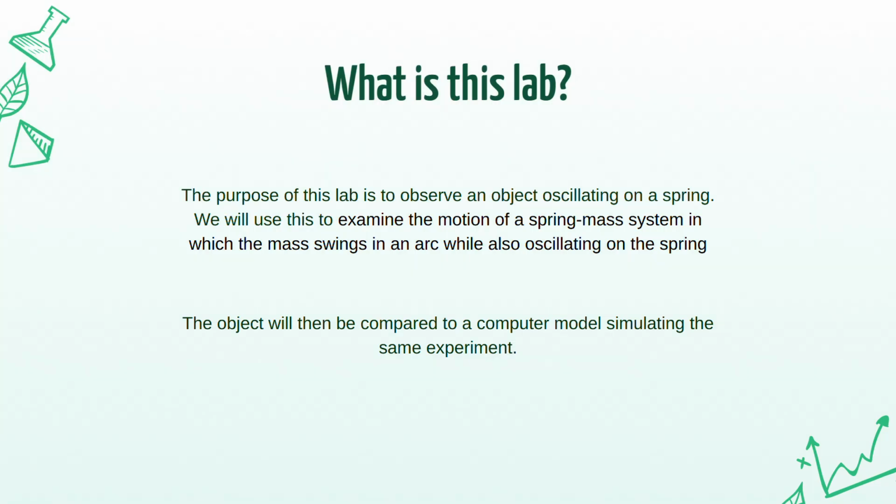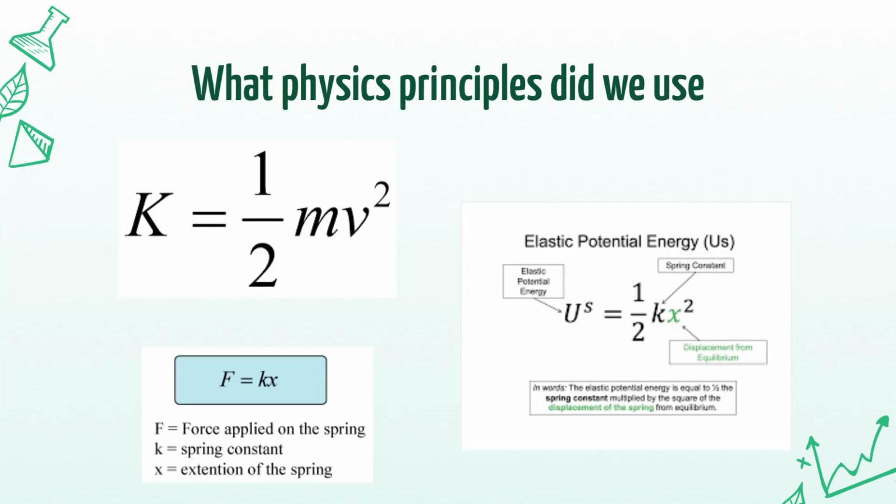For the introduction, what is this lab? The purpose of this lab is to observe an object oscillating on a spring. We use this to examine the motion of a spring-mass system, in which the mass swings in an arc while also oscillating on the spring. The object will then be compared to a computer model simulating the same experiment.